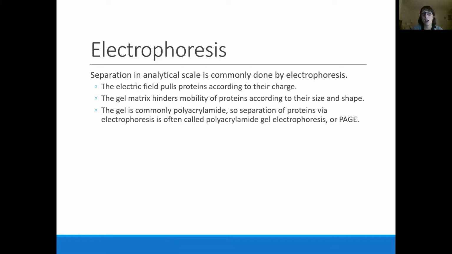One of the common gels that is used is called polyacrylamide, and it separates proteins via this polyacrylamide gel electrophoresis, which we abbreviate as PAGE. So polyacrylamide gel electrophoresis. A PAGE gel is usually what it's called.